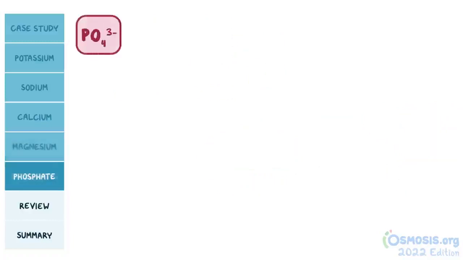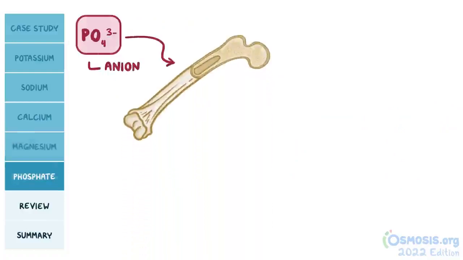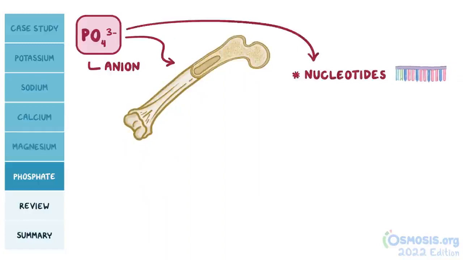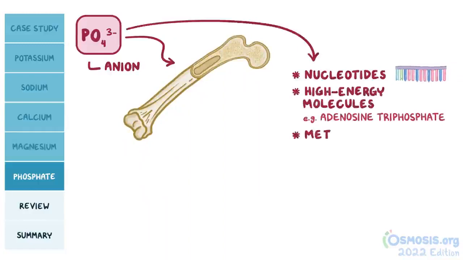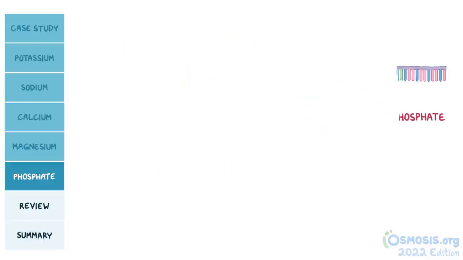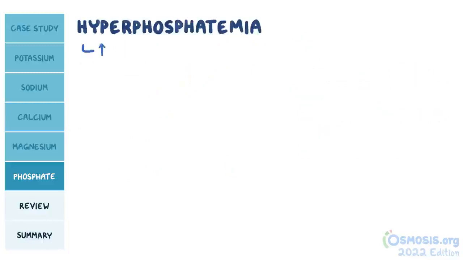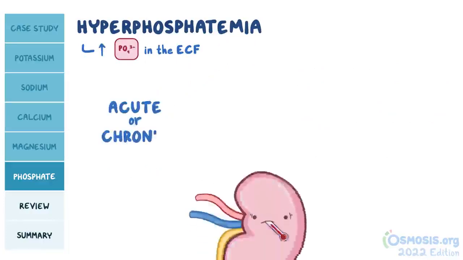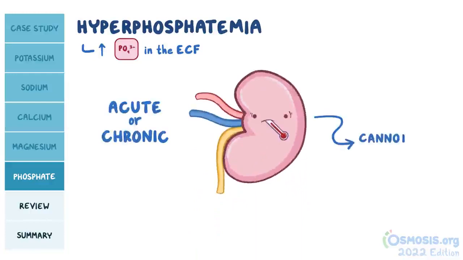Finally, there's phosphate, which is an anion that's mostly located in the bone. Phosphate is also a component of nucleotides that make up DNA and RNA, high-energy molecules like adenosine triphosphate and metabolic intermediates. Phosphate also acts as a buffer for hydrogen. With hyperphosphatemia, there's too much phosphate in the ECF, and that can happen in a few different ways. The first possibility is a result of acute or chronic kidney disease, where the kidneys cannot excrete phosphate properly.